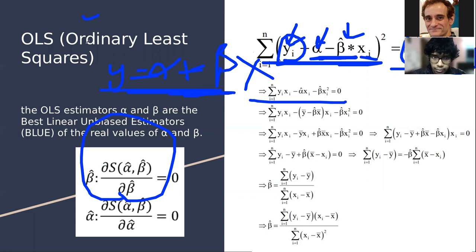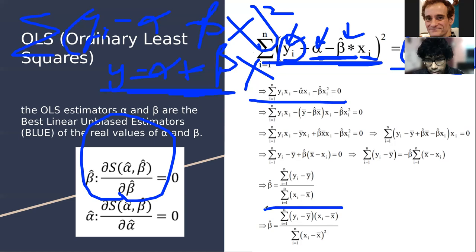Now we are trying to minimize this. What would be for every point? Y minus alpha minus beta x. Summation and square would be the sum of square residuals. This is the equation. Partial derivative with beta cap, partial derivative with alpha cap, equate to zero. Solve it for beta cap.